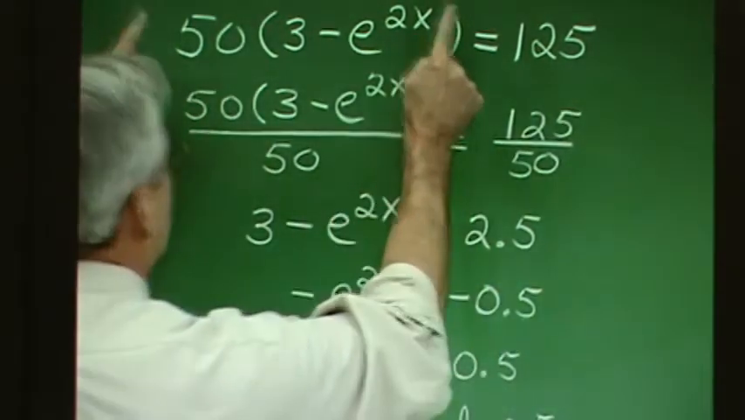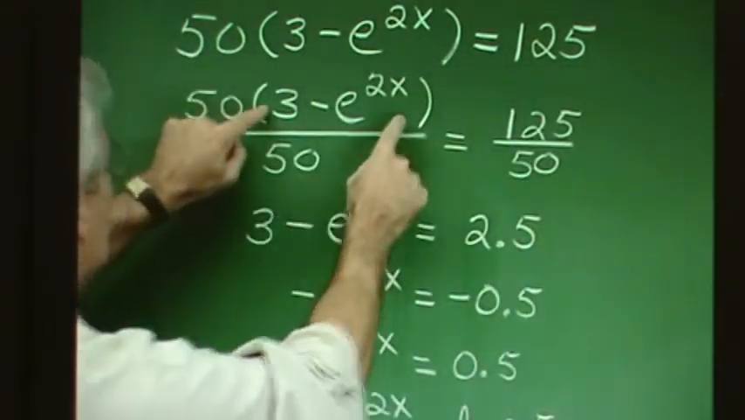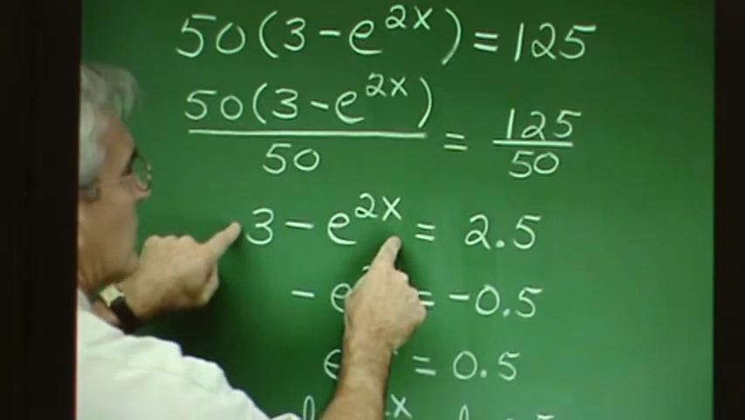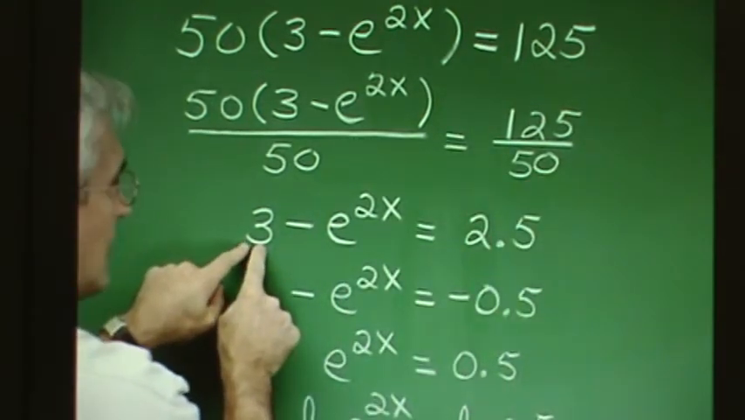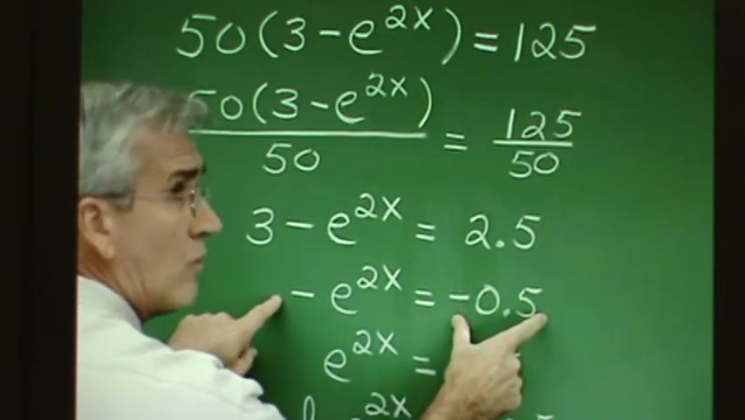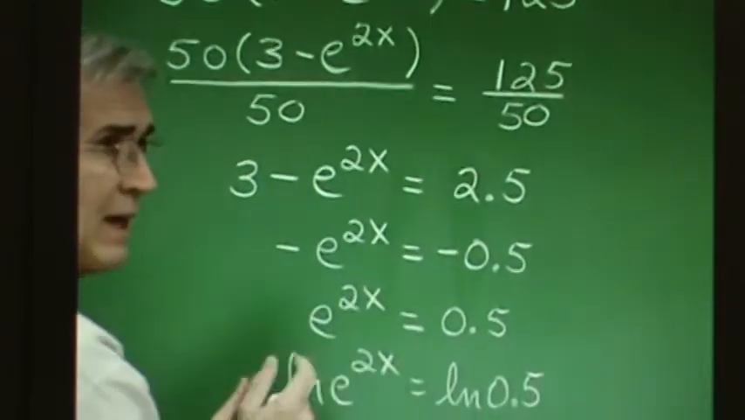You see, that will serve to isolate the binomial to begin with. So just dividing on this side by 50, dividing on this side by 50, the 50s go out here and we have 3 minus e to the 2x. On the right we get 2.5. Now we'll subtract 3 on both sides, and on the right we get negative 1/2. Now we want to clear the minus sign, multiply on both sides by negative 1.